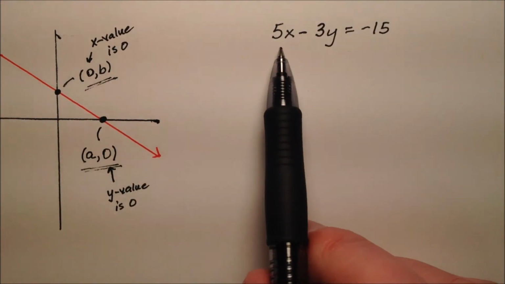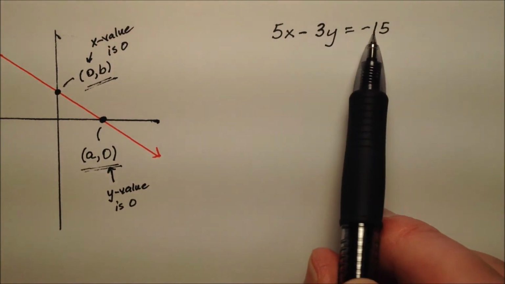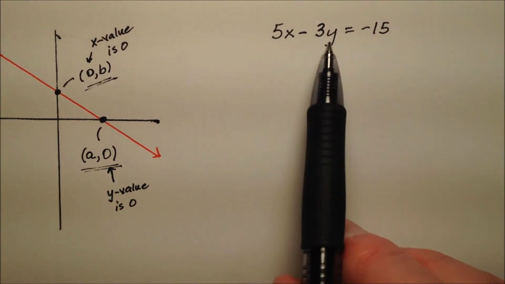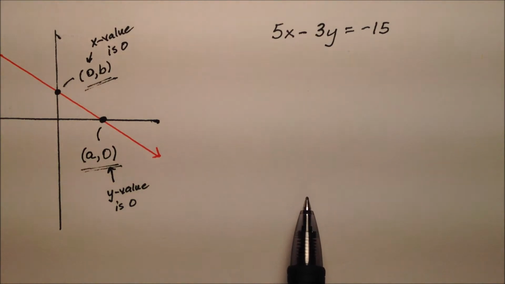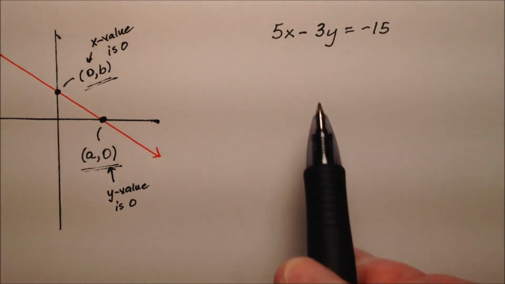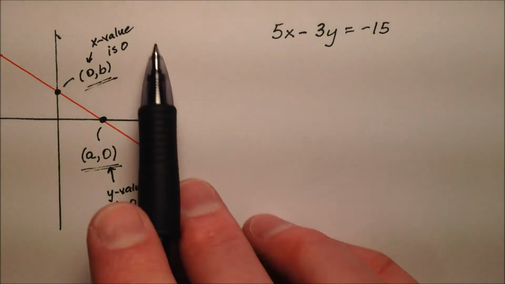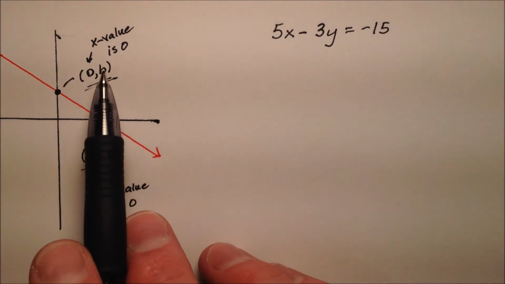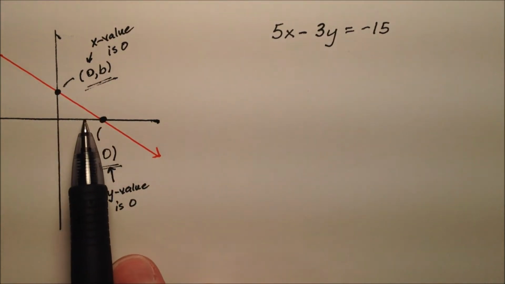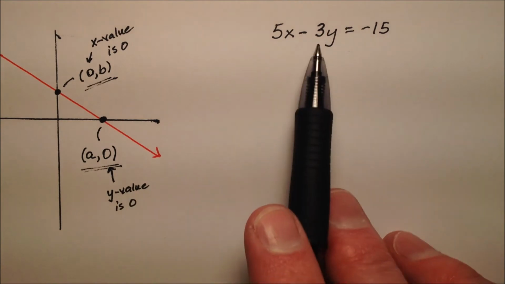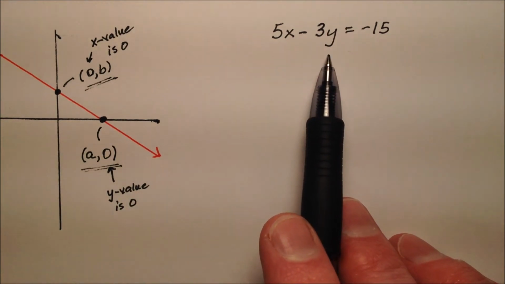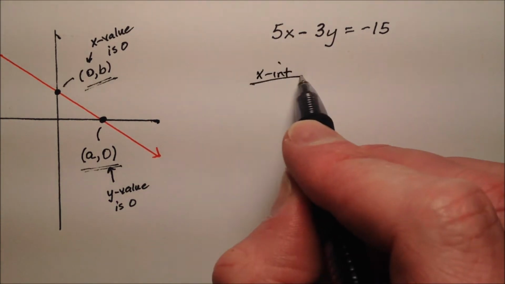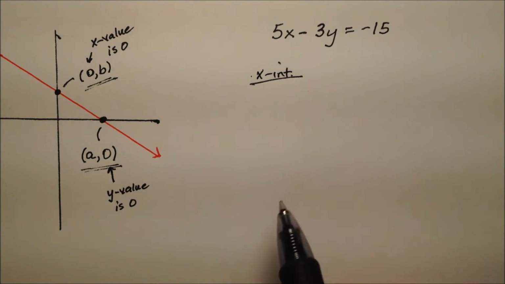In this first example, we see that 5x minus 3y equals negative 15. So this is going to be a line, and it has both x and y variables, so we know it's not going to be a horizontal or a vertical line. What this means, we can use this knowledge over here, this (a, 0) to be my x-intercept and my (0, b), which is my y-intercept, and we can go ahead and apply this knowledge to this equation to find its intercepts. So let's start by finding the x-intercept first, which I'm going to abbreviate x-int for intercept.